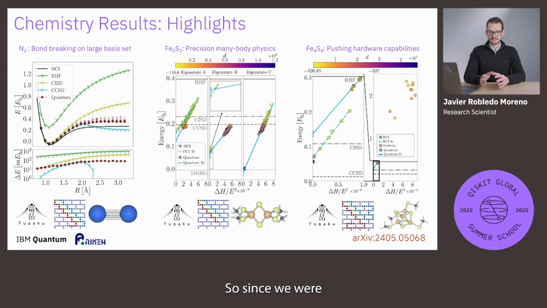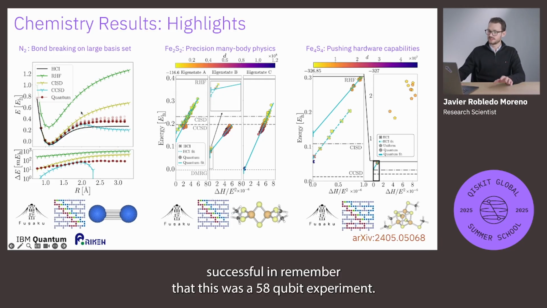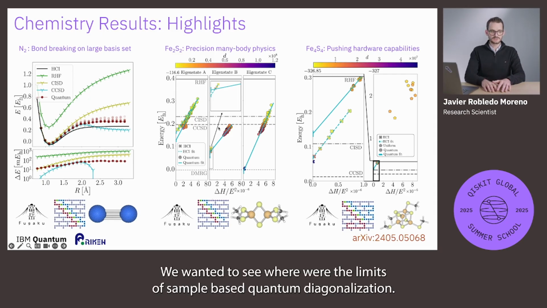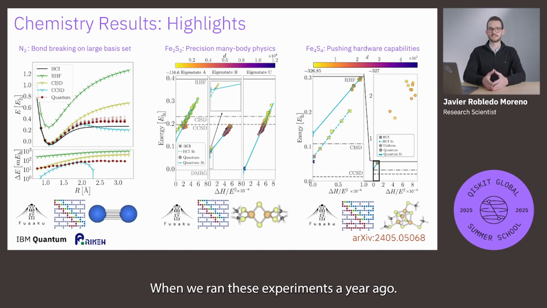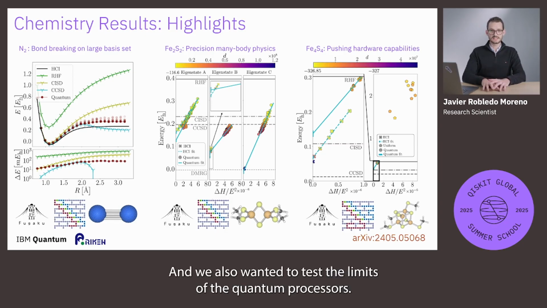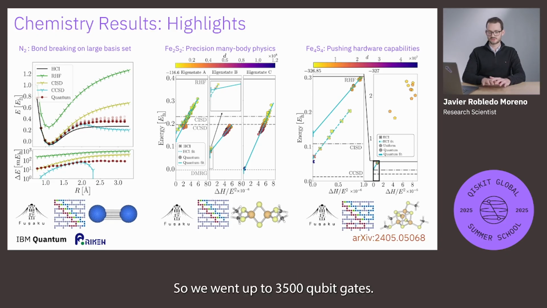So since we were successful in, remember that this was a 58 qubit experiment, this was a 45 qubit experiment, we wanted to see where were the limits of sample-based quantum diagonalization when we ran these experiments a year ago. And for that, we chose to go for a more strongly correlated species that had more orbitals. So that meant more qubits. So we moved to a 77 qubit experiment. And we also wanted to test the limits of the quantum processors. So we went up to 3,500 qubit gates.